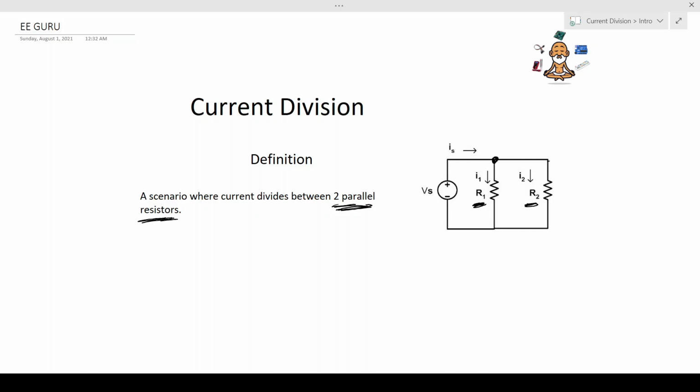If I was to add a third resistor in this circuit and call this R3, we would not be able to use the current division equation right away. We would have to do something like combining the equivalent resistance of R2 and R3 before we can use the current division equation. I haven't talked about the idea of equivalent resistance yet. I will talk about it in my later videos, so be ready for that.